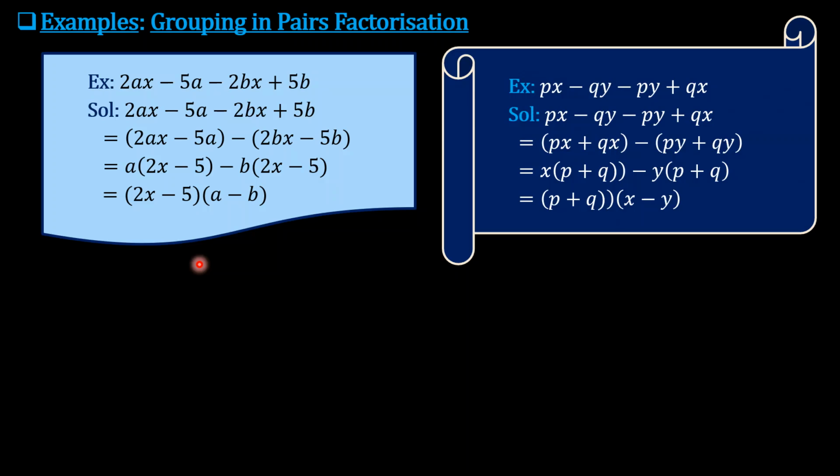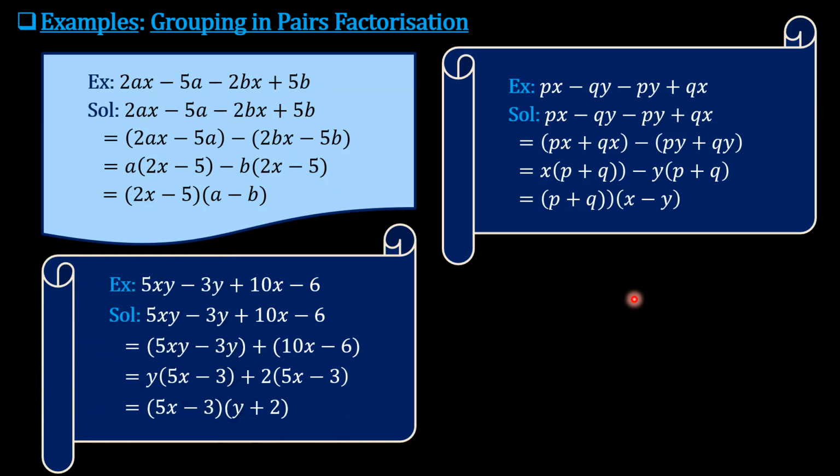Another example, px minus qy minus py plus qx. So px and qx we group them together and minus py and minus qy here. Then we take the common factor out here. Here x is the common factor, here minus y is the common factor. After that, p plus q is the common factor here. So x is remaining here and y is here.